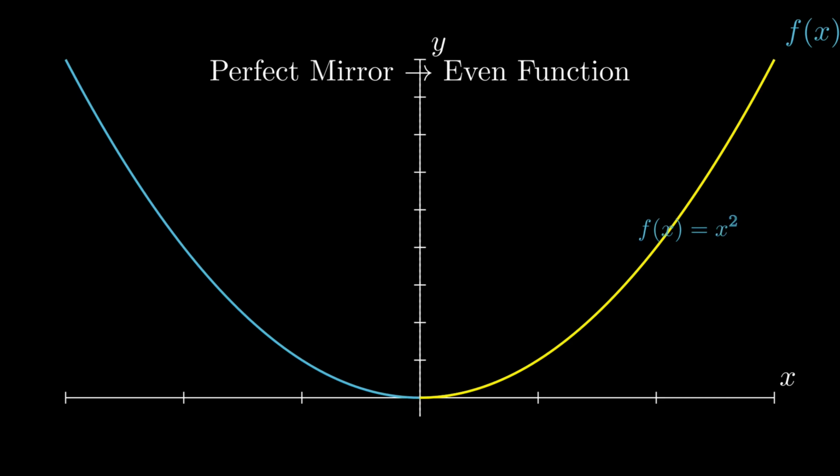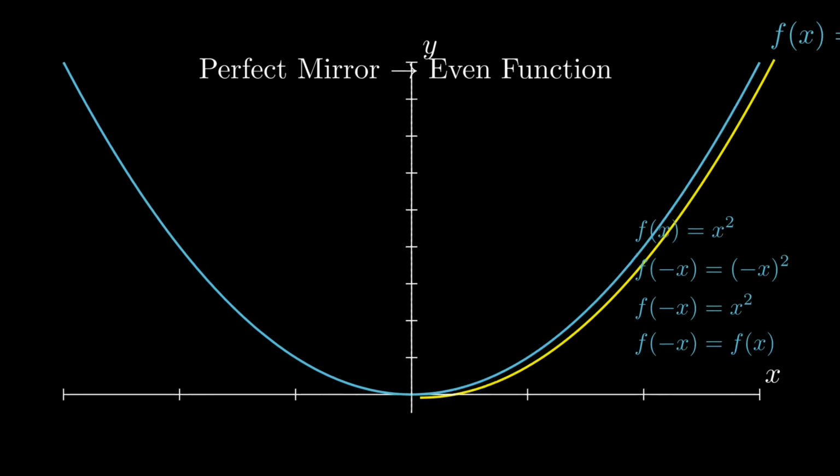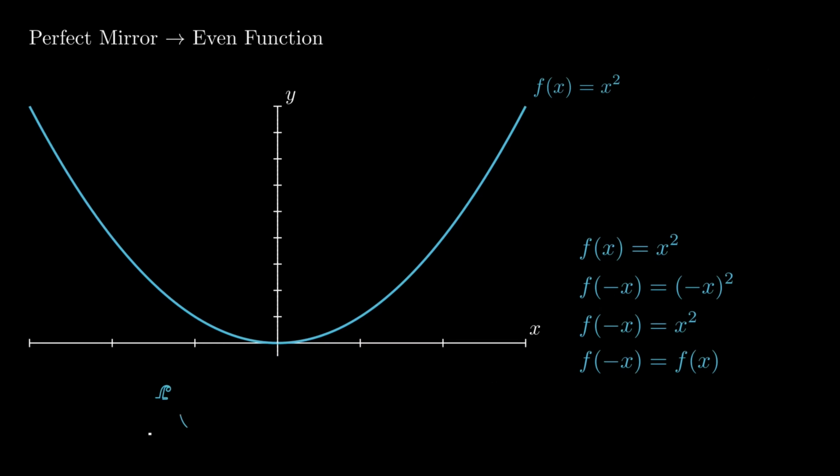To test for even symmetry, we substitute negative x into the function and see what happens. So instead of f of x, we write f of negative x equals (negative x) squared. Now let's simplify that. Negative x times negative x is just positive x squared. So we get f of negative x equals x squared. That's exactly the same as f of x.